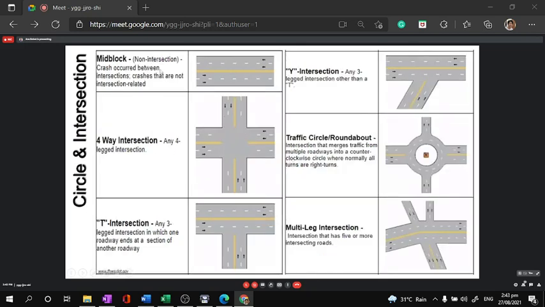Okay, so we talk about mid-block. Again, a mid-block is a stretch of a corridor or a highway where there is no intersection. Maybe there is a crossing for pedestrians, but no intersection. So we call that mid-block.